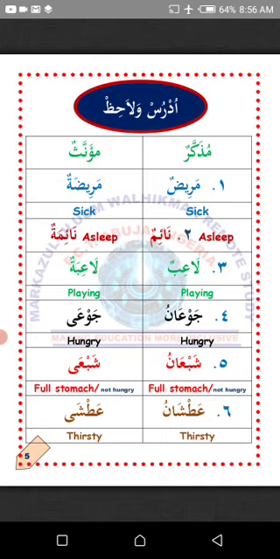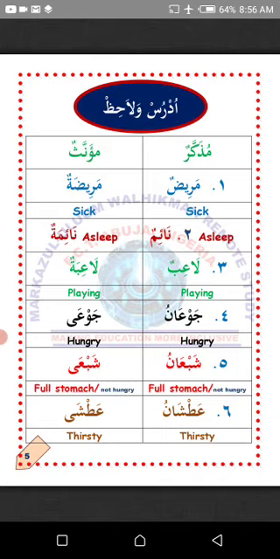Number five: Shab'an, full stomach, which means not hungry, is for a male person. If you are a male, you can say ana shab'an, that means I am full stomach, I am not hungry. But when a female person, you say ana shab'a, I am full stomach. This can only be used by a female.